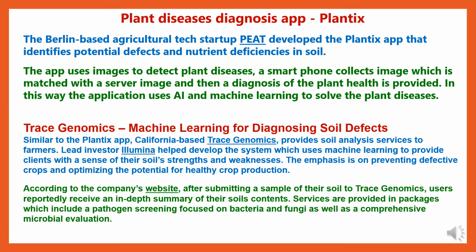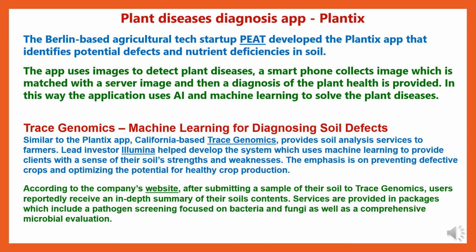Now, to study the plant disease diagnosis application Plantix. The Berlin-based agriculture tech startup PEAT developed the Plantix application that identifies potential defects and nutrient deficiencies in soil. The application uses images to detect plant diseases. A smartphone collects an image which is matched with a server image, and then a diagnosis of plant health is provided. In this way, the application uses artificial intelligence and machine learning to solve plant diseases.